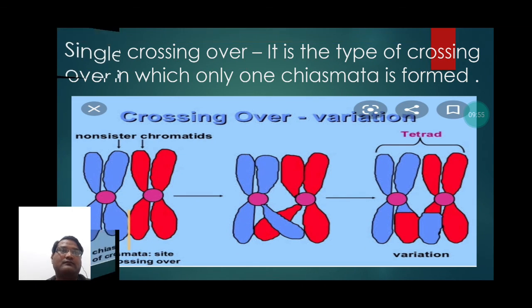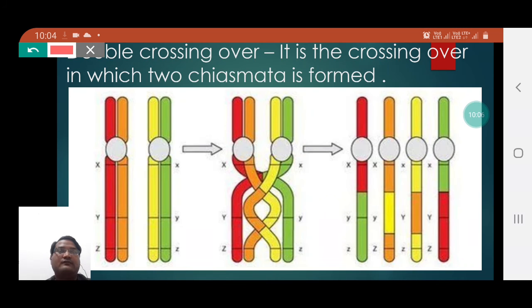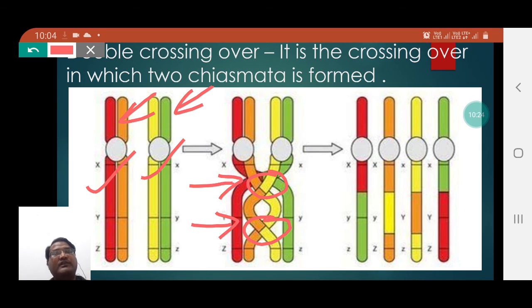Double crossing over. It is the crossing over in which two chiasmata are formed. Students, here you can notice two different chromosomes, both of which are non-sister chromatids. When these non-sister chromatids exchange their segments and two chiasmata are formed, then that is called double crossing over.